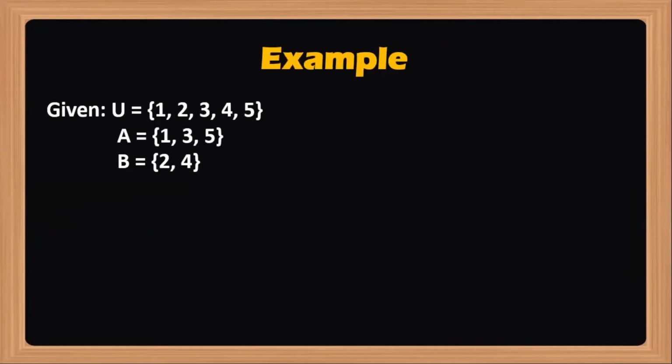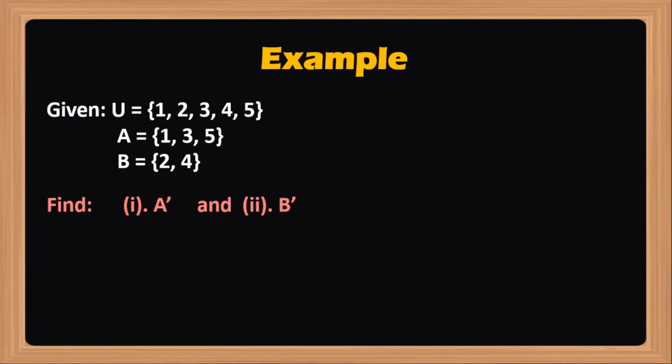Let's have an example. Let's say we have, ang ating universal set ay 1, 2, 3, 4, and 5. And ang ating letter A, set A is a set of element that contains 1, 3, 5. Ang ating letter B naman ay 2 and 4. Now, how do we find the A complement? Paano natin hahanapin yung A complement?